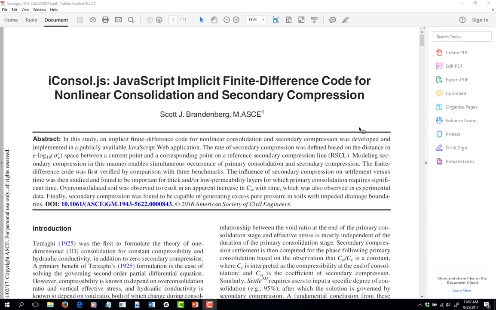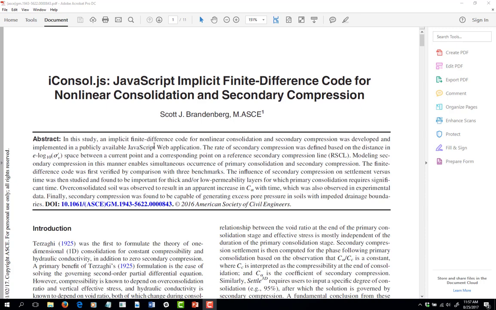All right, let's take a look at a paper that I published recently on nonlinear consolidation theory. This is published in the International Journal of Geomechanics. It appeared in 2016, and it's describing a code that I developed that's a web application written in JavaScript called iConsol.js. And it's an implicit finite difference code for nonlinear consolidation, and it includes secondary compression along with it. And the inclusion of secondary compression is really what makes the paper unique.